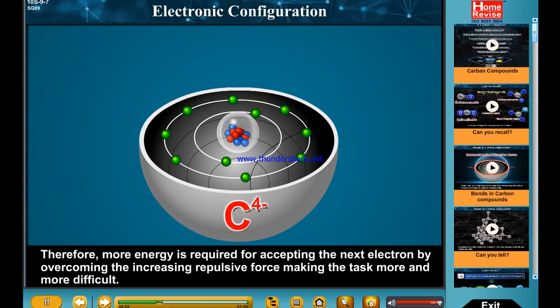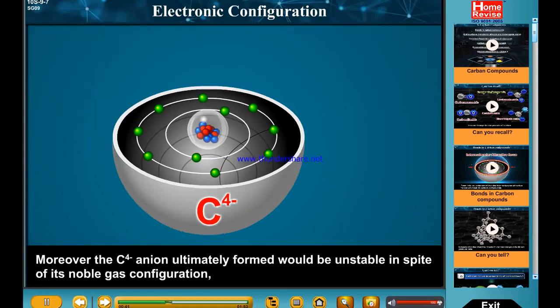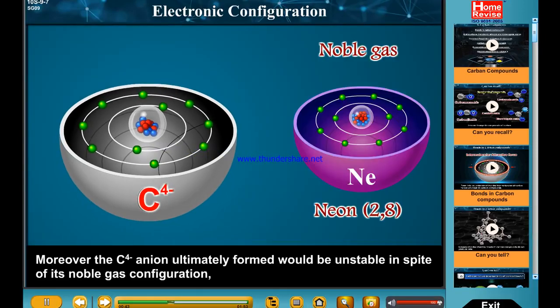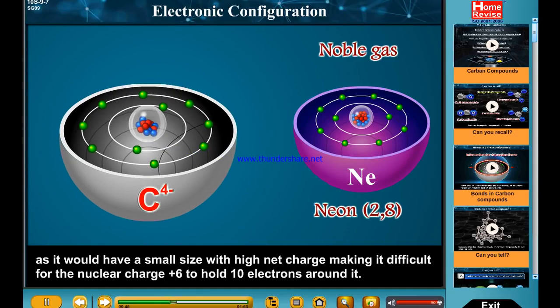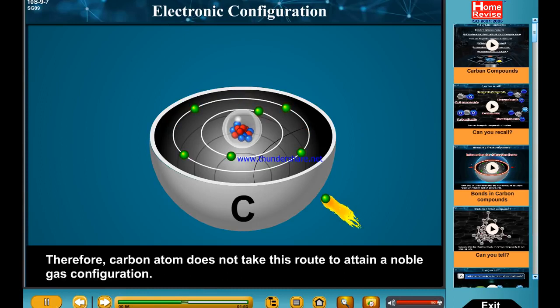Moreover, the C4- anion ultimately formed would be unstable in spite of its noble gas configuration, as it would have a small size with high net charge, making it difficult for the nuclear charge +6 to hold 10 electrons around it. Therefore, carbon atom does not take this route to attain a noble gas configuration.